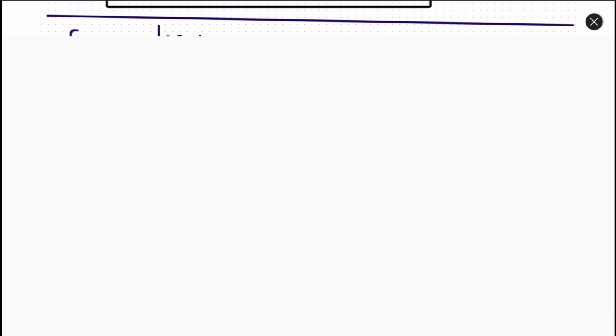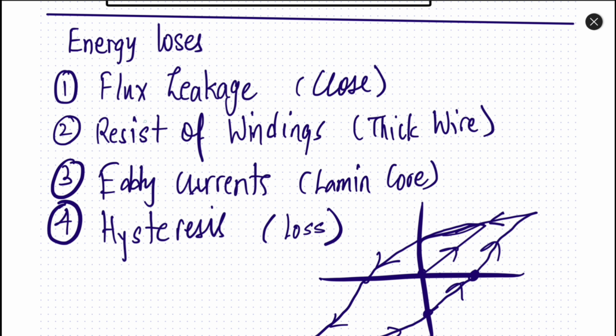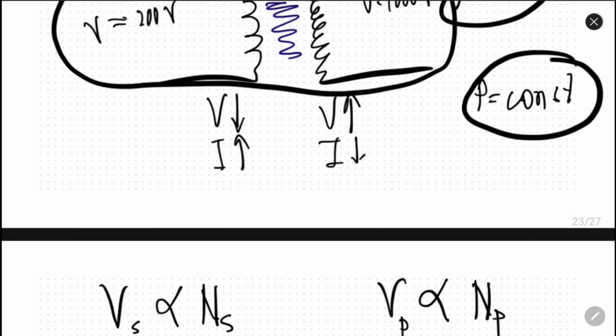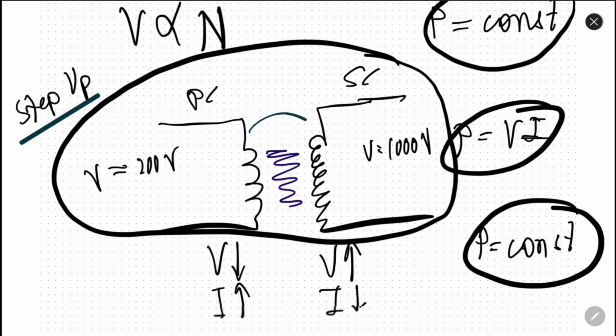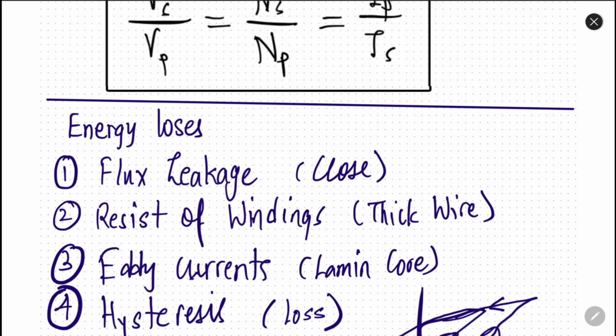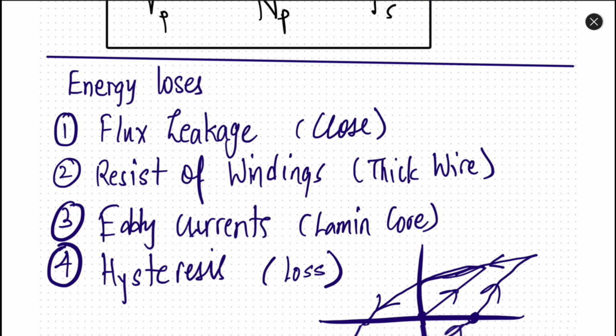Now there are quite a few losses in the transformer, like flux leakage, resistance of the windings, eddy current, and hysteresis loss. In a transformer there is a flux linkage between the coils. The flux changes because of the change in current in the primary coil, and that flux change is linked to the secondary coil. But it is not 100% linked, so there is some flux leakage. Then there is resistance of the windings, as every wire has some resistance.